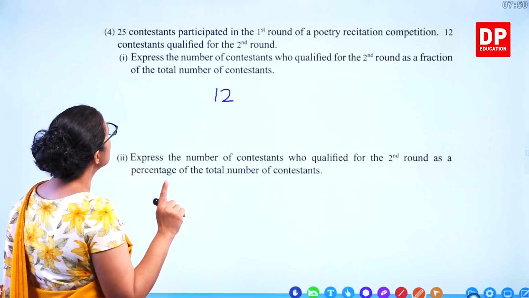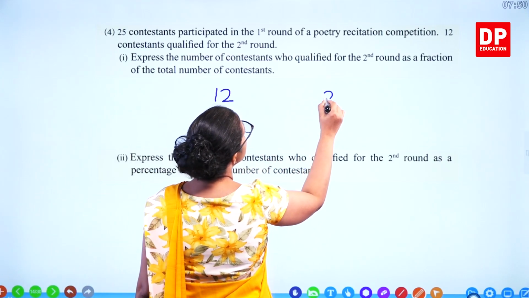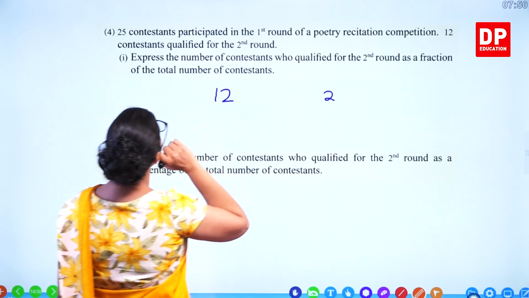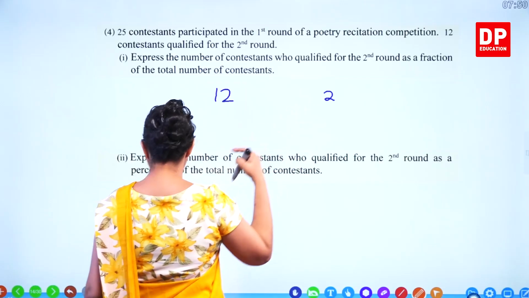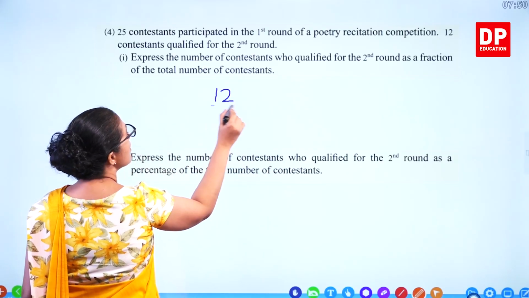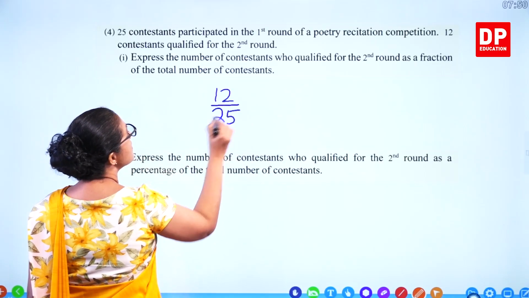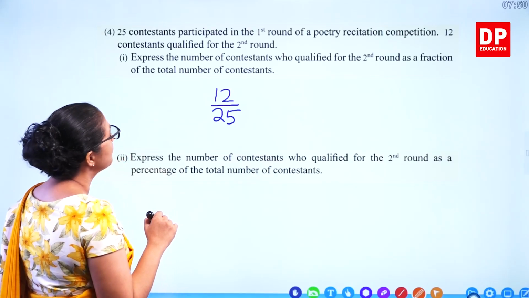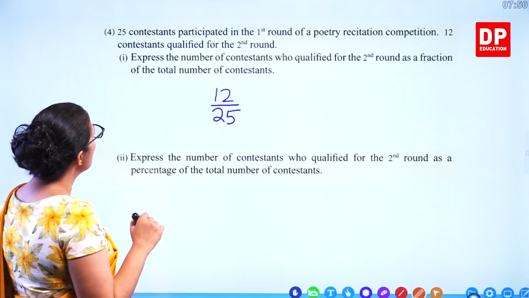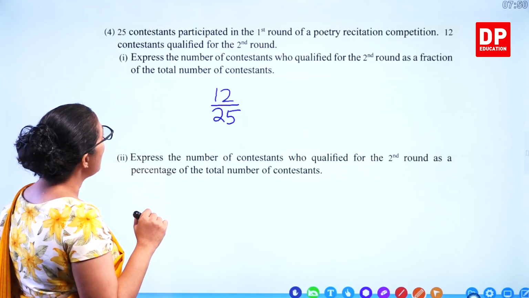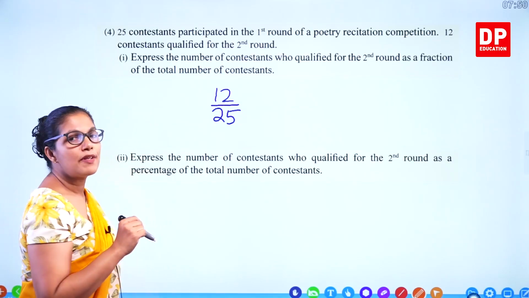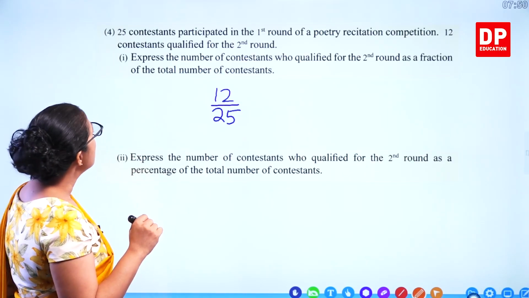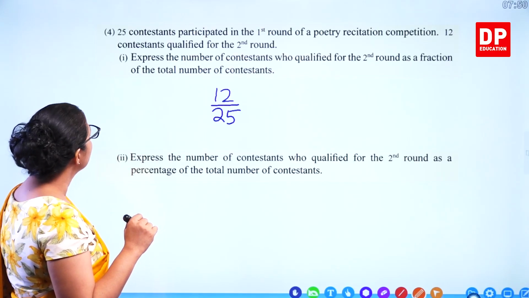So what's the total? 25 contestants participated. So it's given already. 25 is the total. So can we simplify? So you can't simplify. So this is the simplest form.